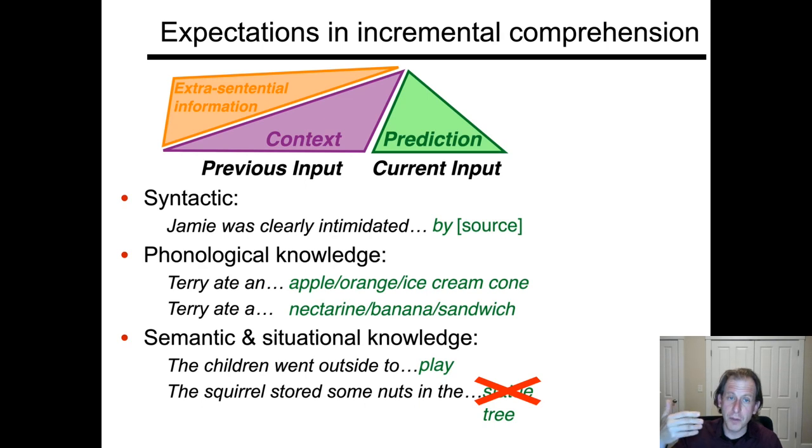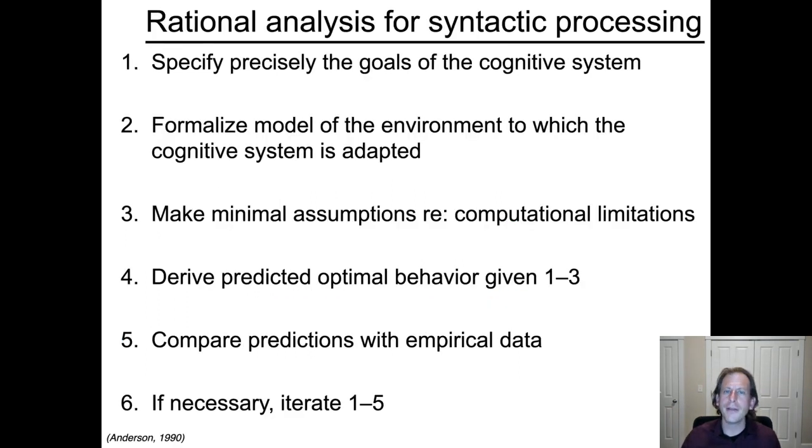And so a big picture view here is that we're actually deploying these rich multiple information sources to analyze, disambiguate, and predict. And that's all happening through grammar. And so how do we formalize this? And now we're going to go back to Anderson's view of rational analysis, and we're going to apply it to syntactic processing.